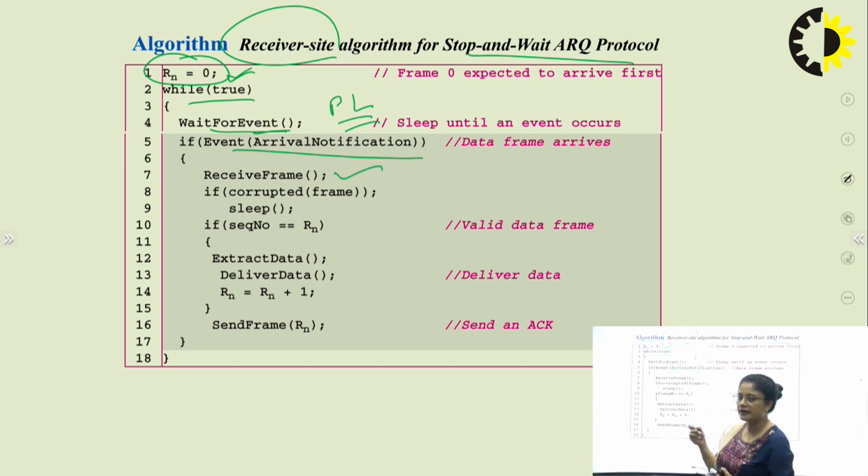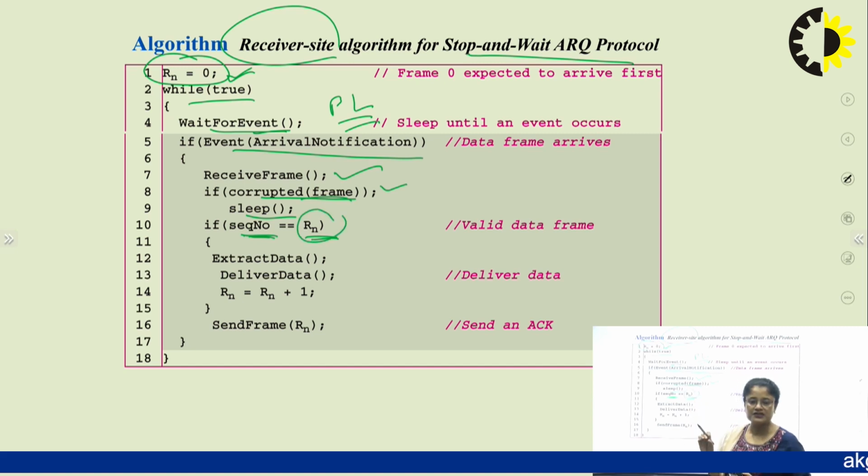Now once such an event comes, what will the receiver do? It will receive the frame from the physical layer, because we are talking from the receiver's point of view. And if that frame is corrupted, it will go into a sleep mode. Then it will check the sequence number of the frame that has come. If this sequence number matches the sequence number which the receiver expects, that is given by the Rn variable, that means the frame coming from the sender is the frame which the receiver is expecting.